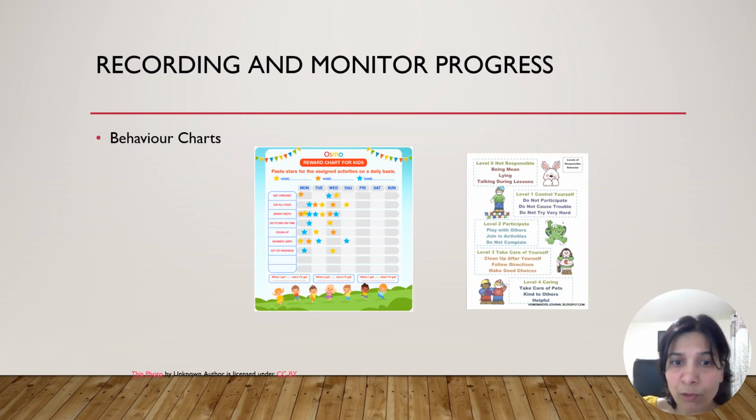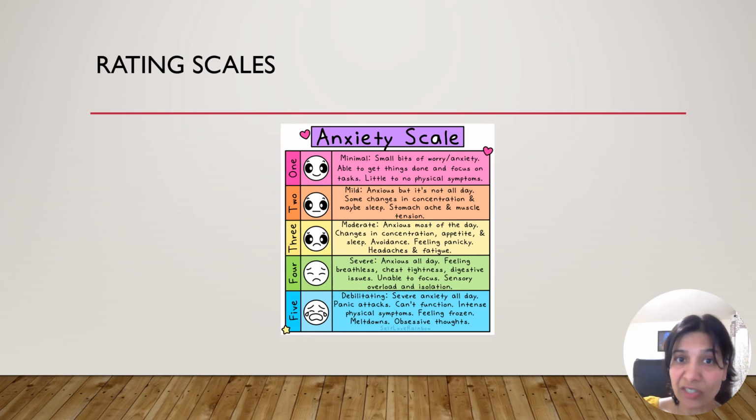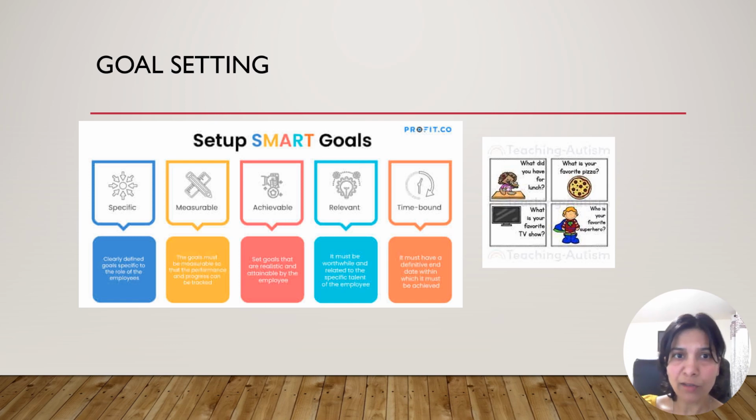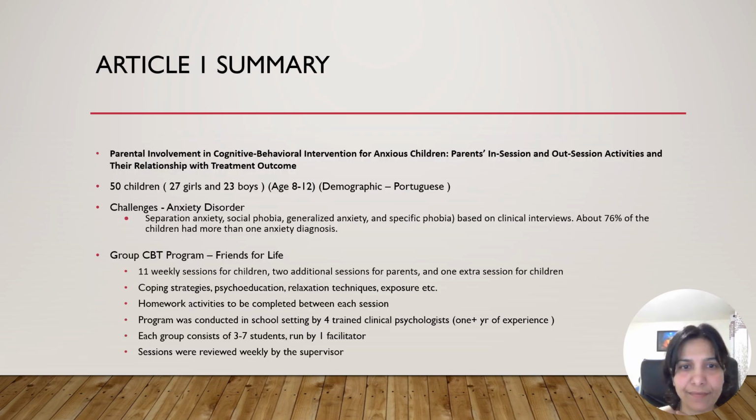There are multiple tools through which we can record and monitor the progress. First one is the behavior charts. It's a visualized chart where we can record and track the daily activities and the progress. Rating scales help gauge changes in behavior or emotions over time. This slide talks about setting up SMART goals which should be specific, measurable, achievable, relevant, and time bound.